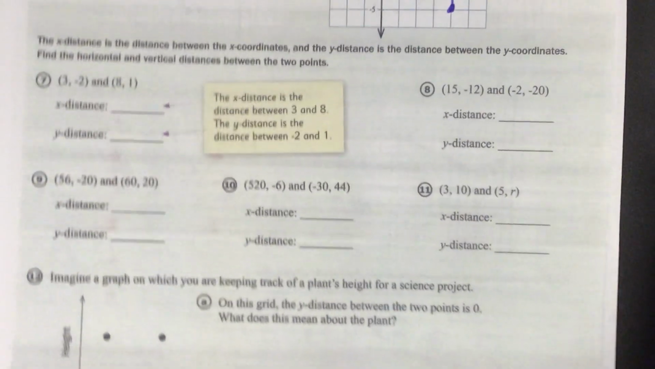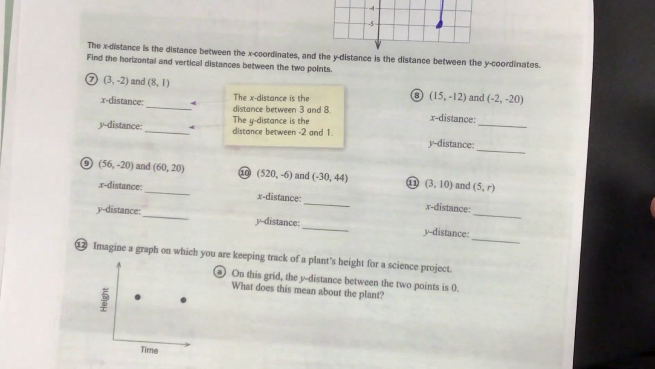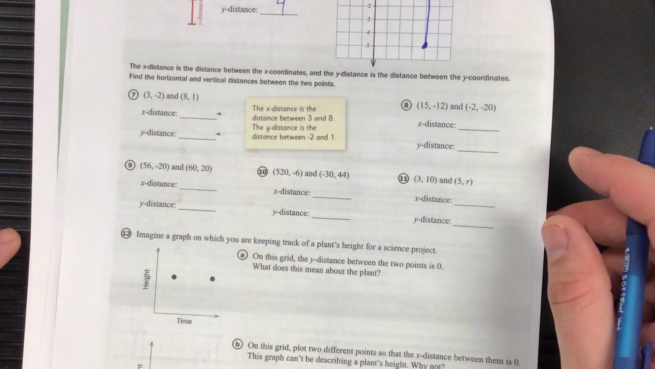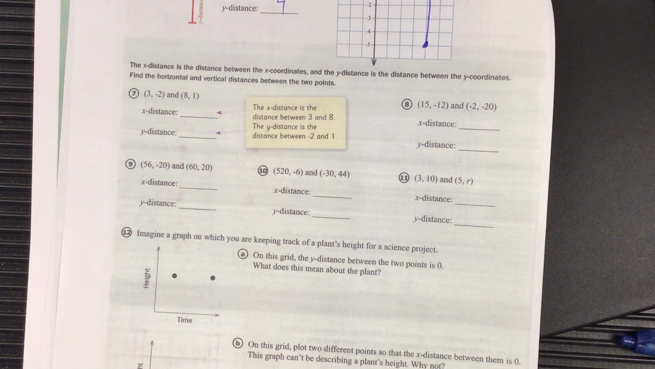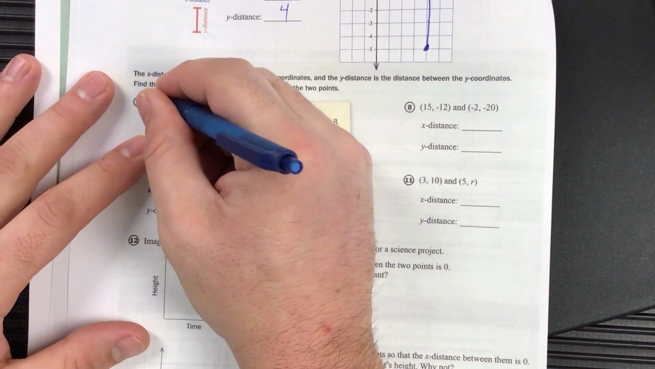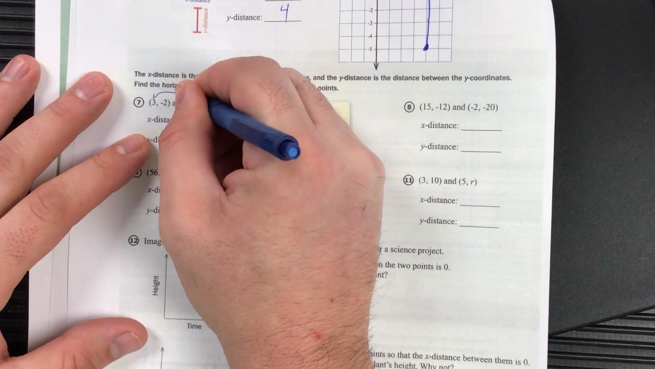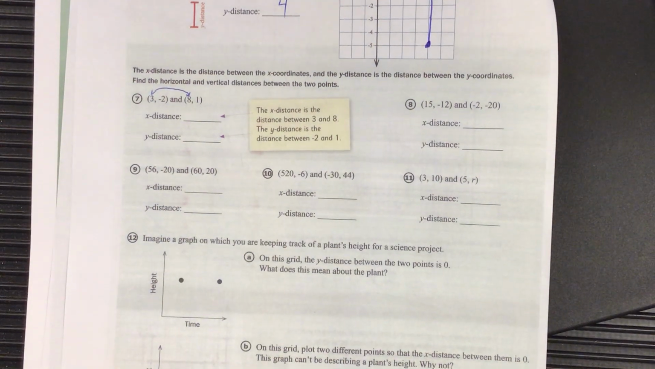All right, now you're going to see some of these on your assignment. It's hoping that you can see them without drawing them out. We'll do a couple together, then I want you to try some. Let's try 7. The X distance, that means how far apart are the first two numbers? 3.